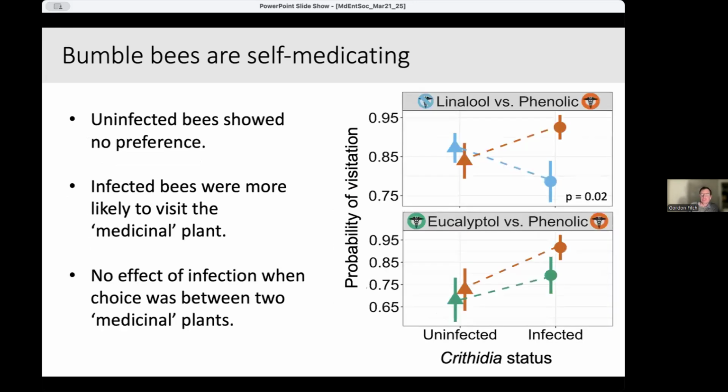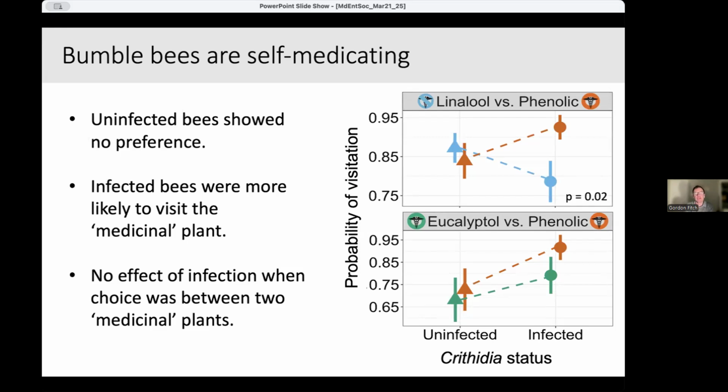And then when we looked at these comparisons where we had two medicinal plants, we were happy to see that there wasn't any sign of an influence of infection on how they were foraging, suggesting that this preference for the medicinal chemotypes is due to their medicinalness rather than to just the flavor of the compound. So that was sort of our first big exciting discovery.